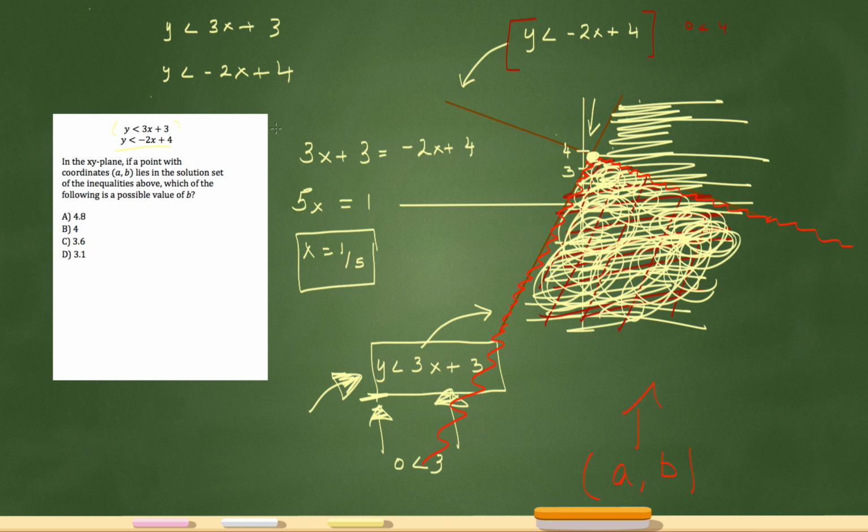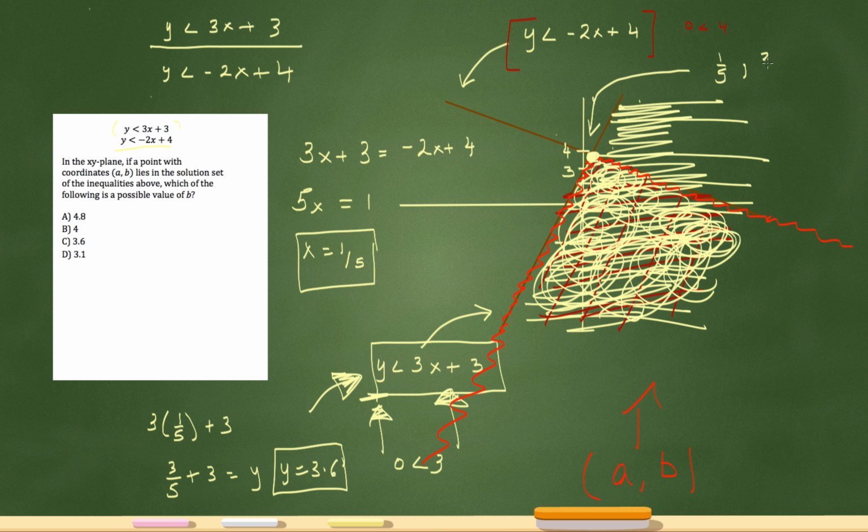So now if x equals 1/5, let's throw the 1/5 back into this equation right there and solve for y. So it'll be 3 times 1/5 plus 3, which is 3 over 5 plus 3 equals y. So 3 over 5 is the same thing as 0.6, so y will equal 3.6. So that tells me that the point where these two lines intersect is 1/5, comma 3.6. That's that point right there.